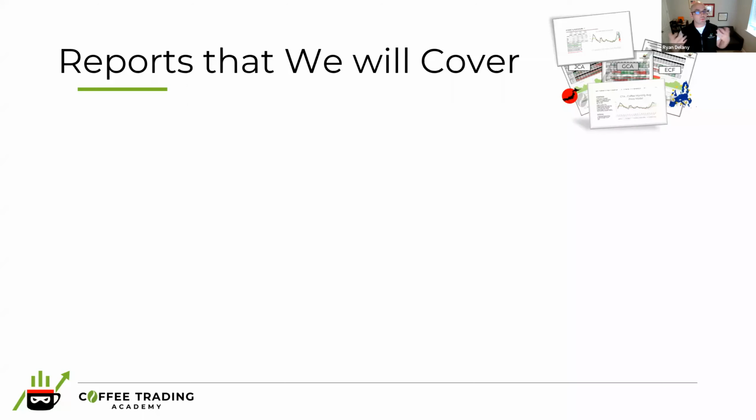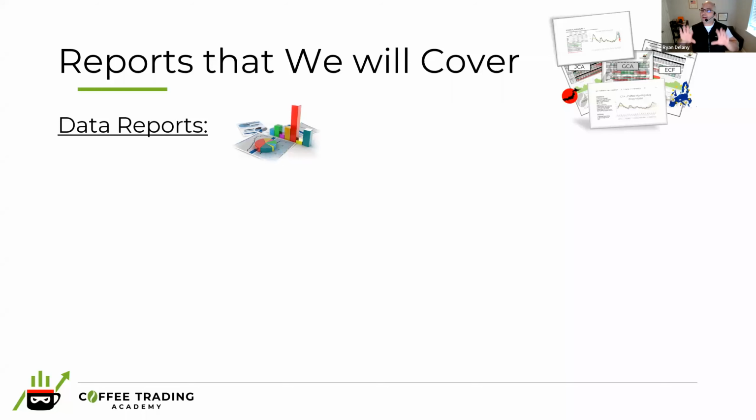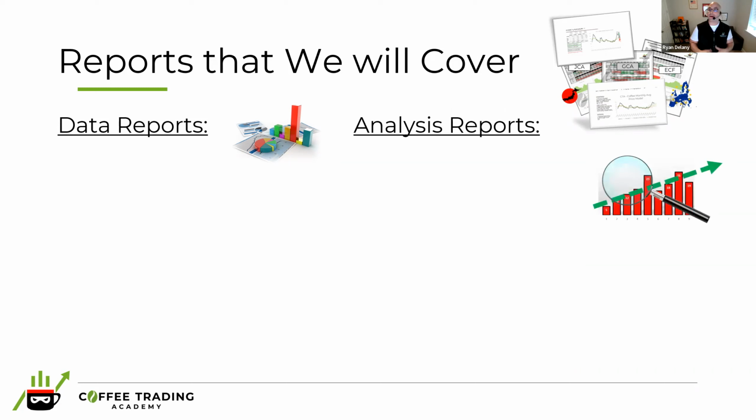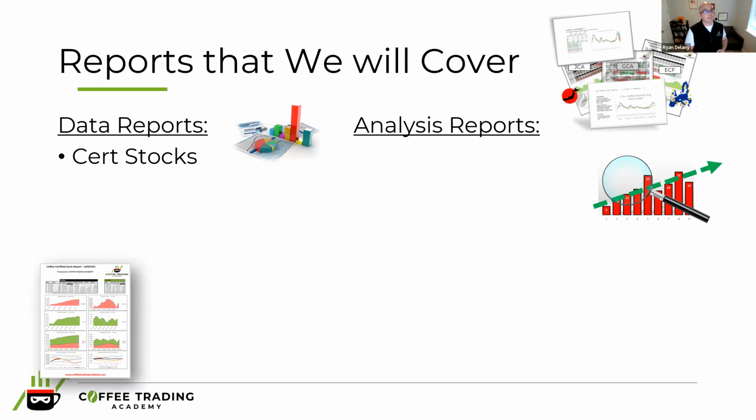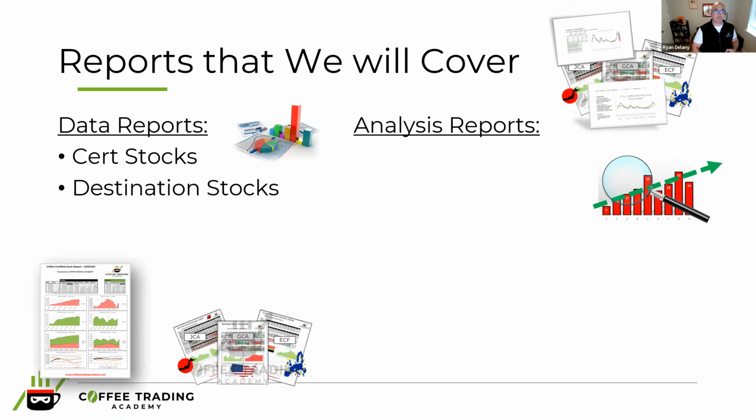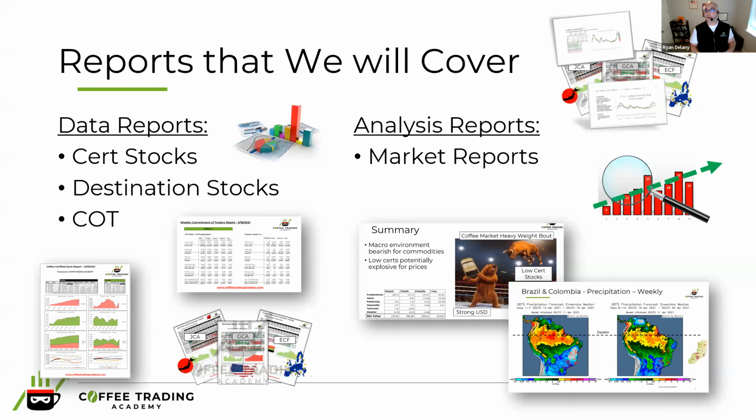In this presentation, we're going to cover several key reports that are essential for us to understand as coffee traders or roasters or producers. We're going to divide them into two categories. We've got our data reports, which focus on the actual numbers that represent real world phenomena in our coffee market. And then we also have analysis reports, which are really about drawing conclusions from that data. The data reports we're going to look at today are the certified stock reports, destination stock reports, and the COT. And then in our analysis report, we're going to look at our market report and how we draw conclusions about the market using the data.